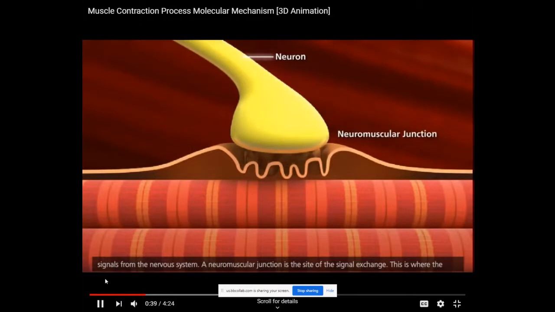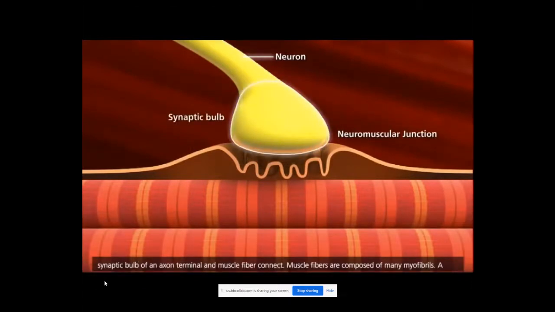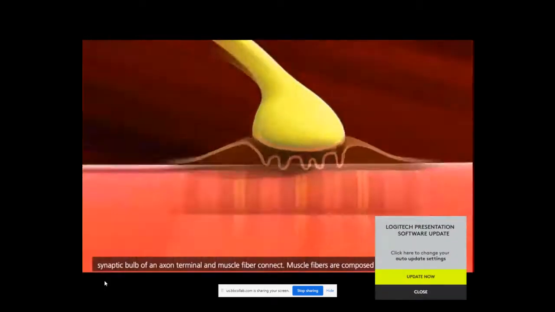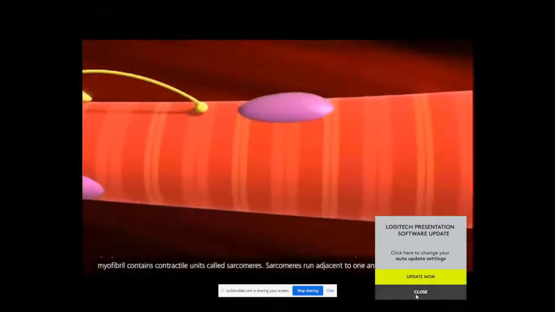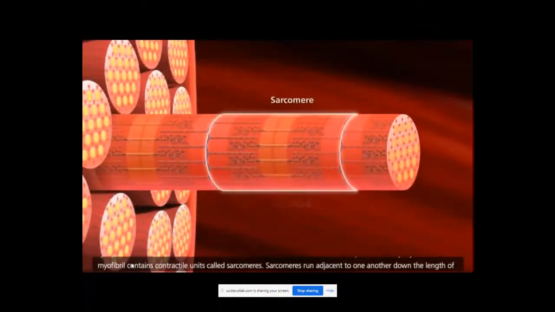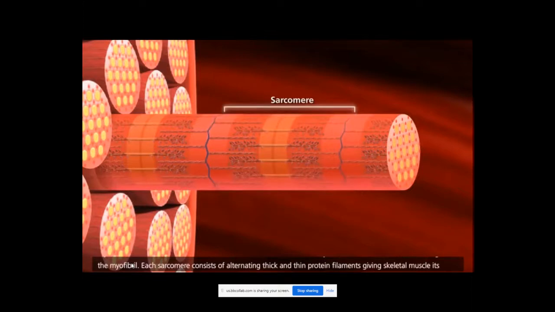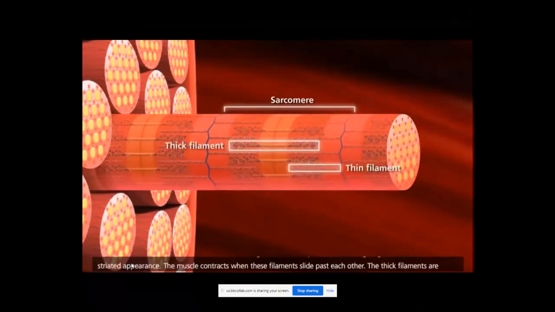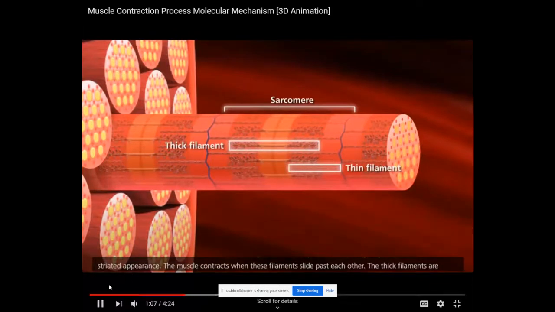Muscular junction is the site of the signal exchange. This is where the synaptic bulb of an axon terminal and muscle fiber connect. Muscle fibers are composed of many myofibrils. A myofibril contains contractile units called sarcomeres. Sarcomeres run adjacent to one another down the length of the myofibril. Each sarcomere consists of alternating thick and thin protein filaments, giving skeletal muscle its striated appearance.